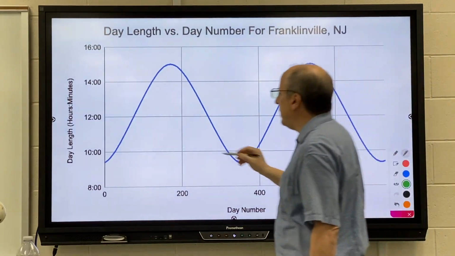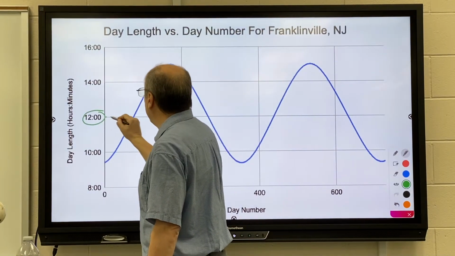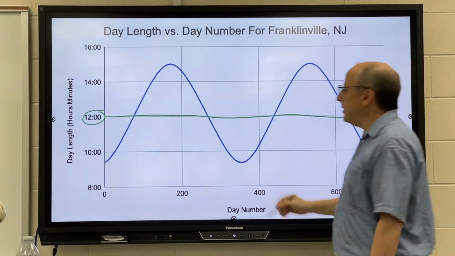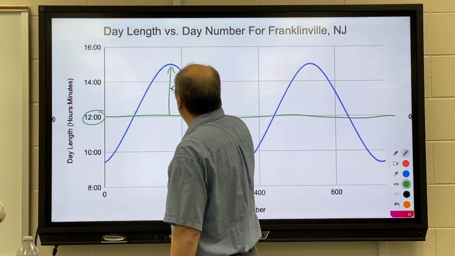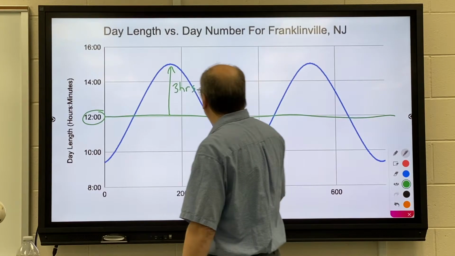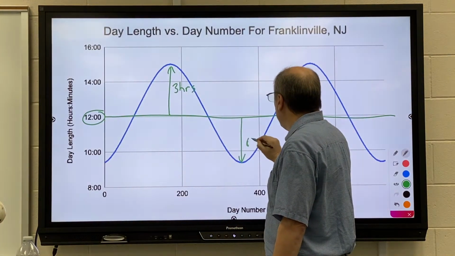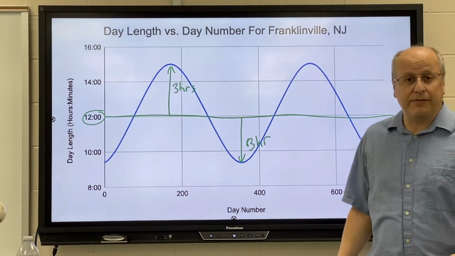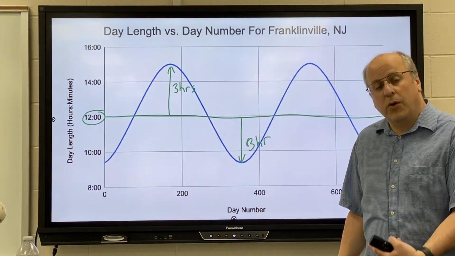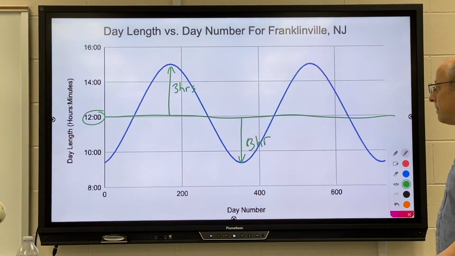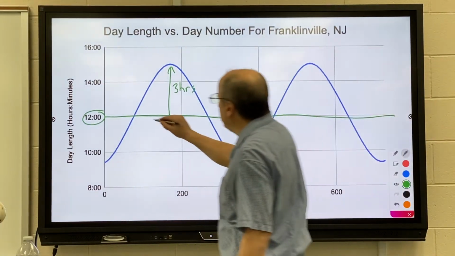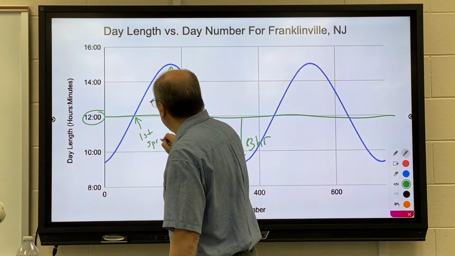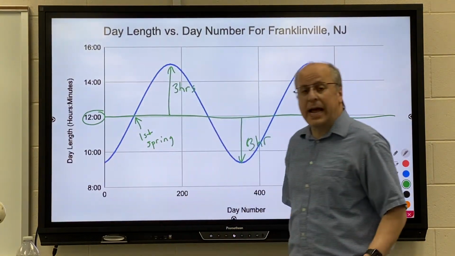You'll notice that the average value for the length of the day is about 12 hours. You'll notice that in the summertime, we get about 3 extra hours of sunlight, and in the wintertime, we get 3 hours less than the average, on our most extreme day of the year. You'll notice that this spot right here turns out to be the first day of spring. That's where we are right now.